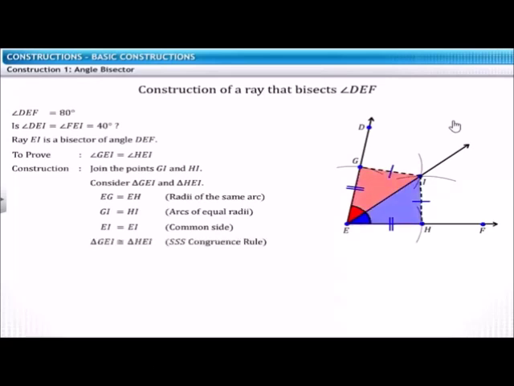When two triangles are congruent, the corresponding parts of the congruent triangles are congruent. Therefore, angle GEI is equal to angle HEI. The ray EI divides the angle DEF into two equal halves. Hence, it is proved that ray EI is a bisector of angle DEF.